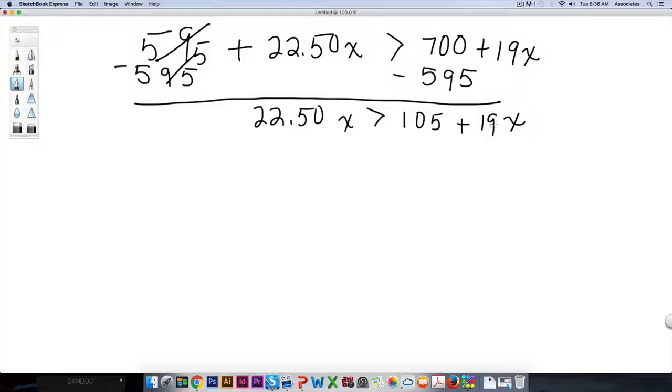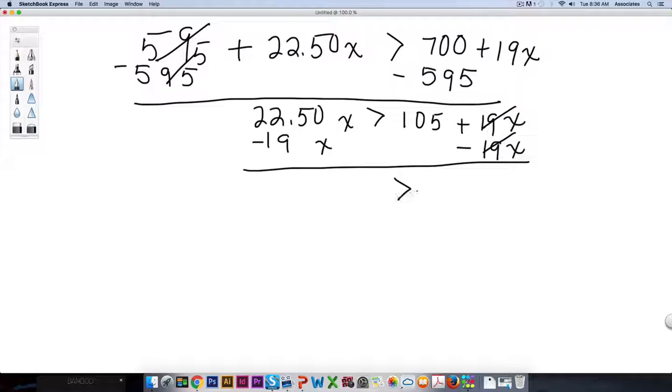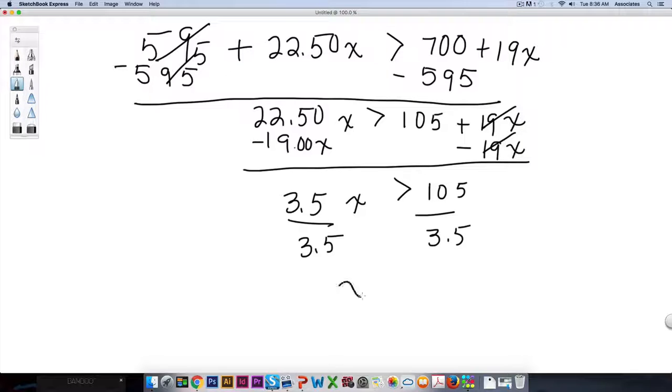All right, now I've got to move my variables to the other side, so the opposite of adding 19x, or the inverse, is subtracting 19x. I simplify. These cancel because they're inverses. Here I get 3.5x. Divide both sides by 3.5, and x has to be greater than 30 hours.